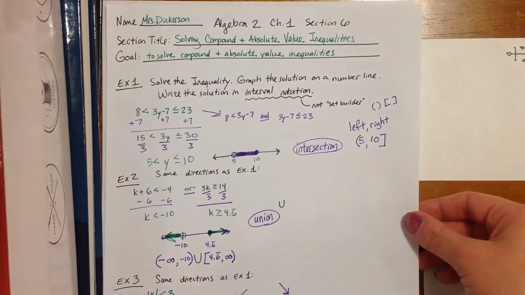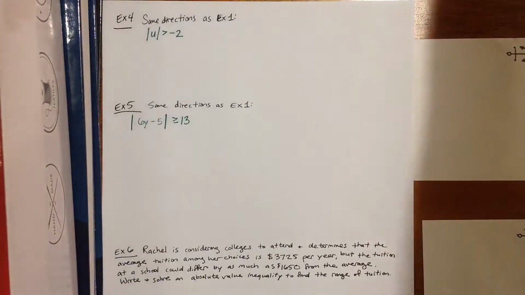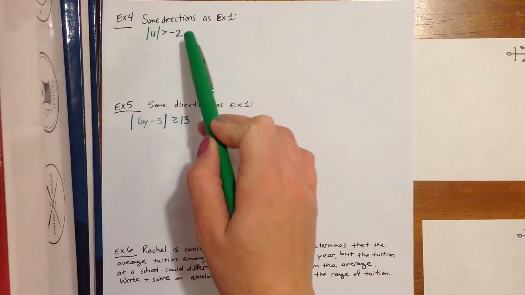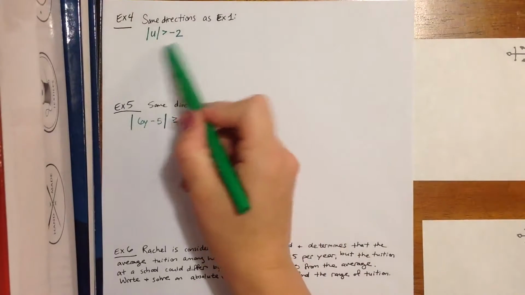So we did this in the first video, and let's continue to the second page of your guided notes. We're going to start with example 4. So, same directions. I need to solve the inequality, graph the solution on a number line, and write the solution in interval notation. So let's take a look at this one.